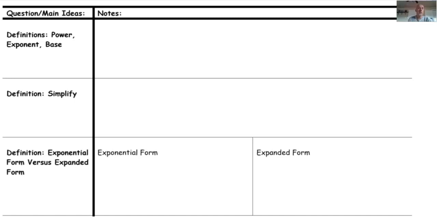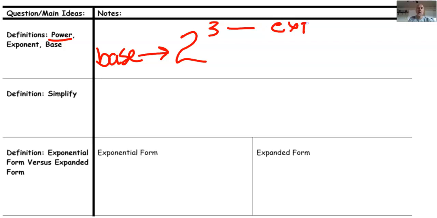So we're going to start with the definition of what a power is. A power is a number that's written with a base and an exponent. So this number is the base, and this number up here is the exponent. And you might already know that when you have a power, you take the base and you multiply it by itself the number of times that's written in the exponent. 2 times 2 times 2. There's 3 of them. So 2 raised to the third power is equal to 2 times 2 times 2.